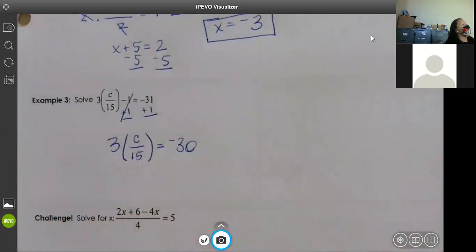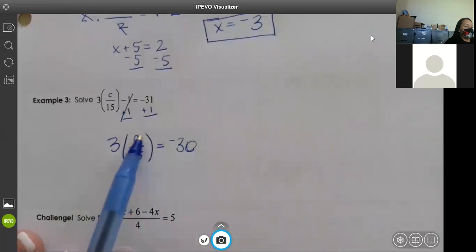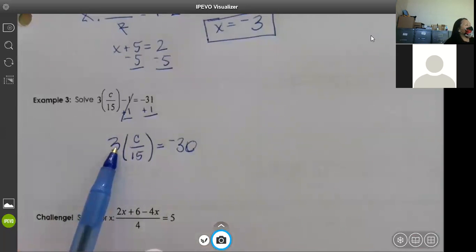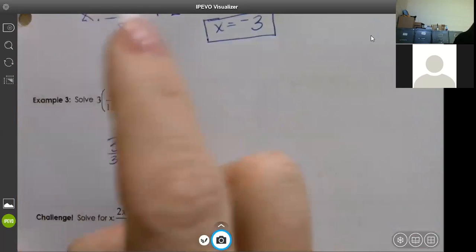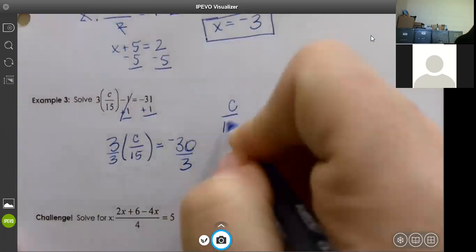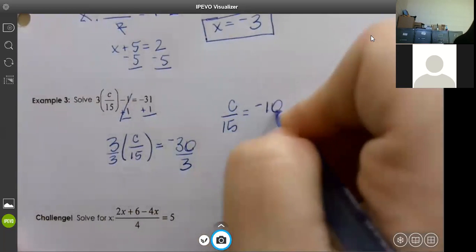All right, from here, you may do different things. There could be a bunch of different ways that you solve this. So I'm going to do it the way that I talk about it first, and then I'm going to show you a way that you may do it just because you think that way. So here, c and 15 are together, so I need to get rid of this 3. How do I get rid of the 3? Parentheses means we're multiplying, right? What's the opposite of multiply? So I'm going to divide by 3. That leaves me with c over 15 equals -10.